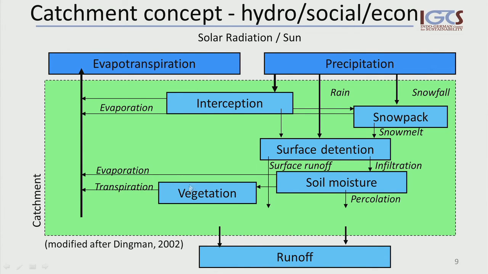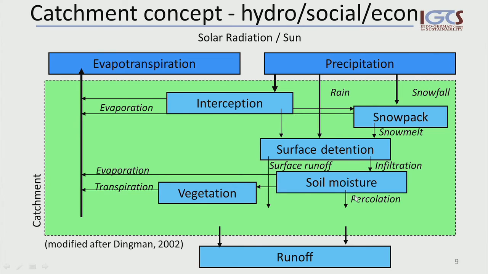Now, from our soil moisture, parts of the water will join yet another storage compartment, which is vegetation. And again, transpiration and evapotranspiration will take place from here.